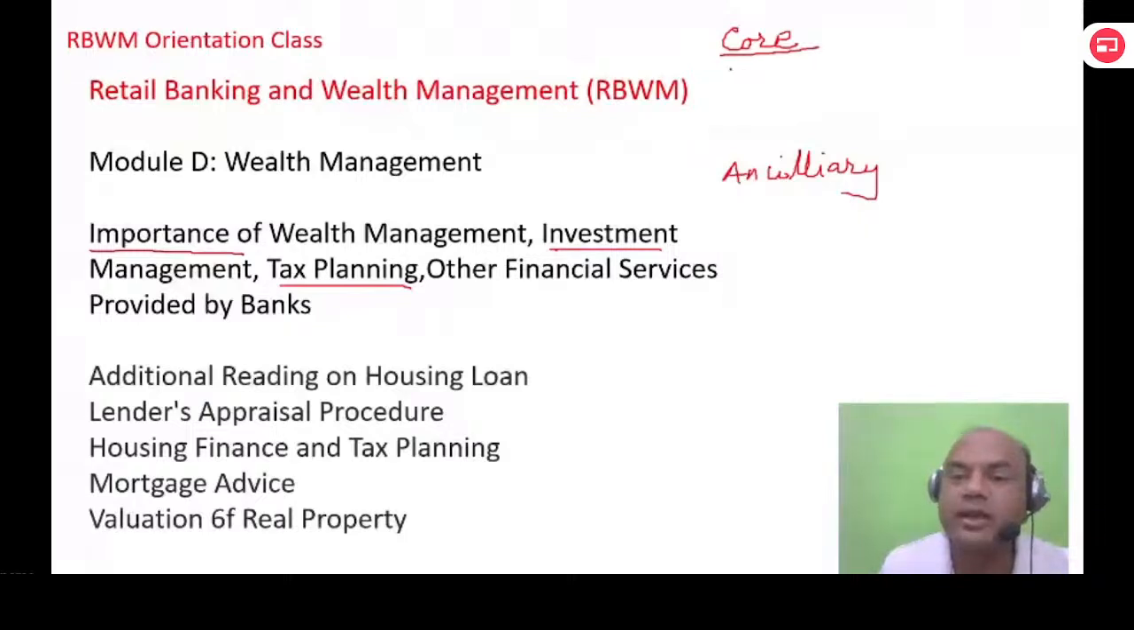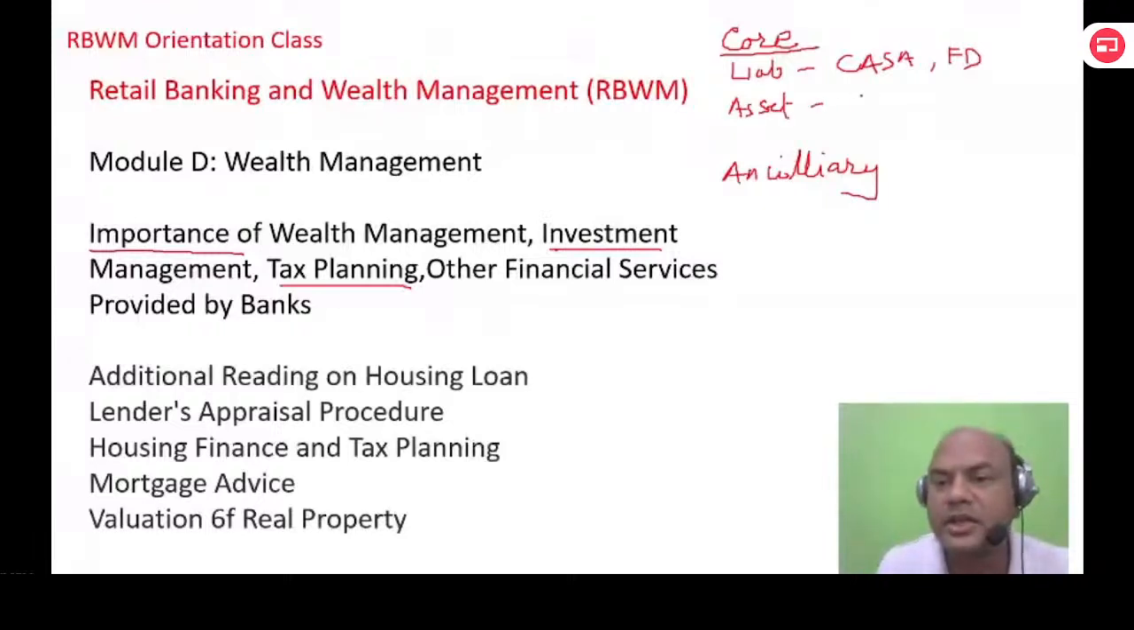Let's say savings, deposits we call it, or liabilities, CASA: current account, saving account, and FD. Then your assets. You have your loans, right? Loans will include all your retail banking loans as well as your corporate banking loans. All these are your core products. You give loans, you earn, and then you pay to the depositors.